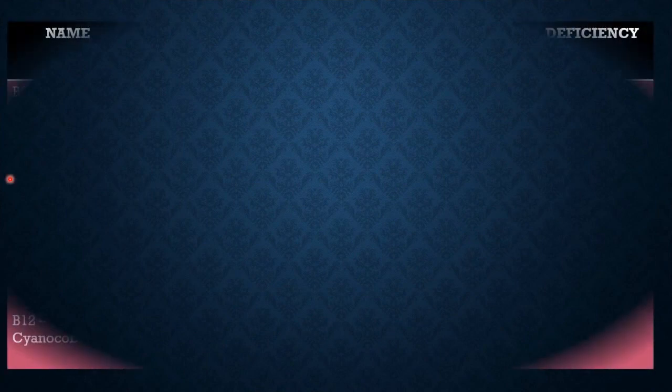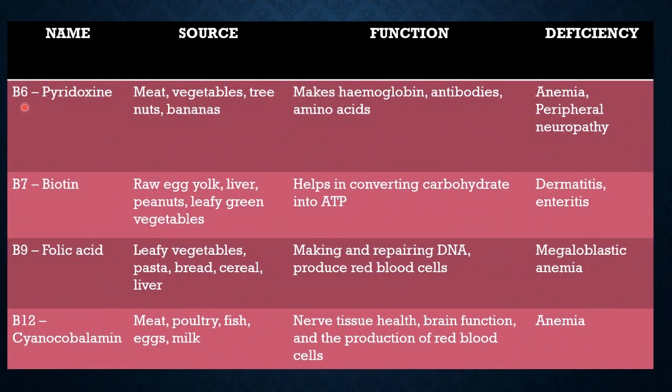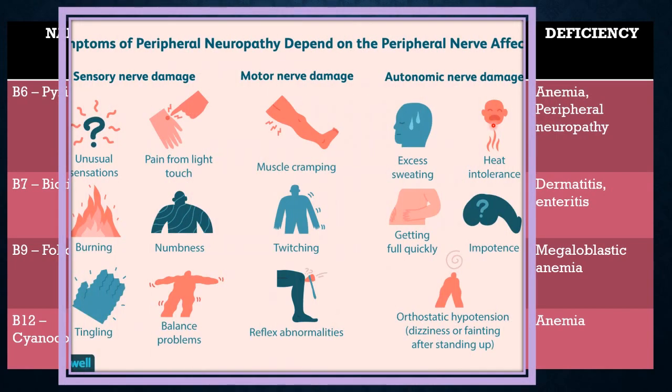The next we are going to see is vitamin B6, that is pyridoxine, present in meat, vegetables, tree nuts and bananas. The function of pyridoxine is to make hemoglobin, antibodies and amino acids. The deficiency leads to anemia and a condition called peripheral neuropathy. Peripheral neuropathy is damage we see in peripheral nerves. We know that peripheral nerves connect the brain and spinal cord with all the other organs. So these are the symptoms of peripheral neuropathy.